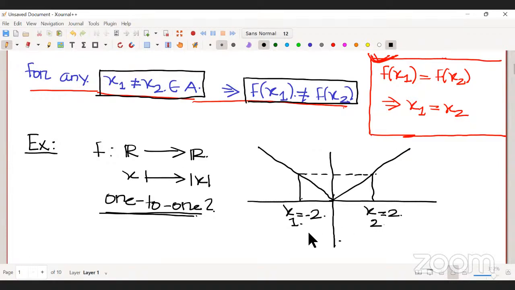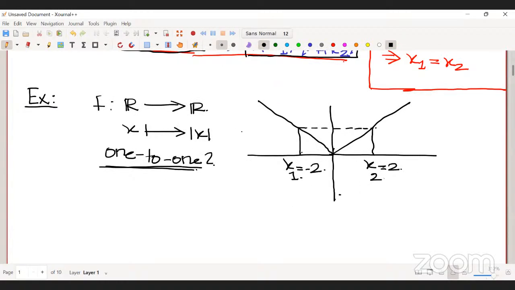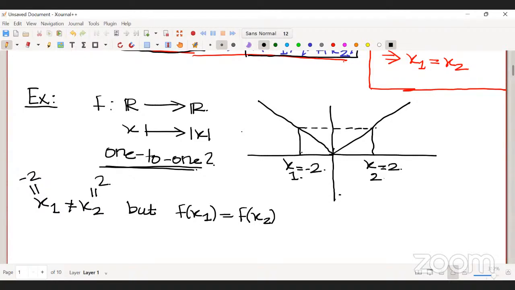So I have two different x1 and x2, but their image is basically the same. So what we are getting is x1 is not equal to x2, but f of x1 and f of x2 are equal to 2, where x1 is -2 and x2 is 2. So this map is not one-to-one.